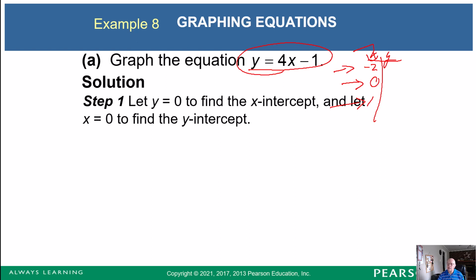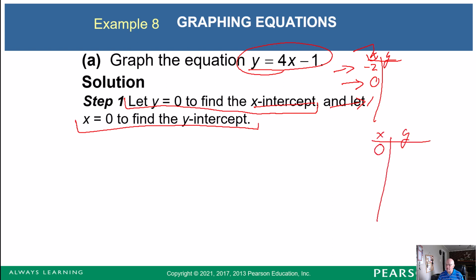So let y be 0 to get the x-intercept. You might want to remember this, write this down. Let y equal 0 to get the x-intercept, and let x equal 0 to find the y-intercept. So you'll have points like this, x and y. You want to find 0 here, what goes along with it in the y. Put 0 here and find out what x goes along with it. That gives you 2 good points, 2 points that are usually easy to figure out.